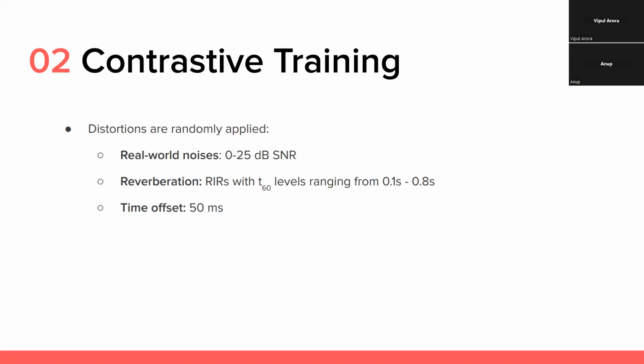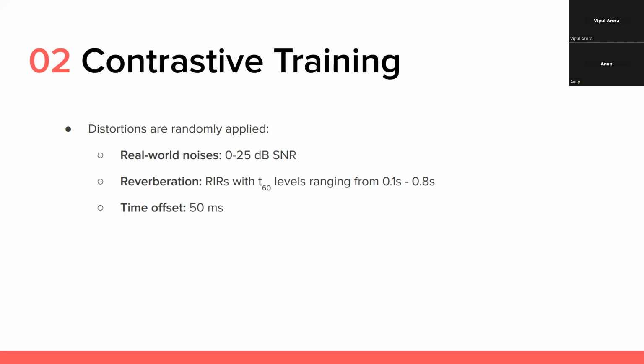And then how do we generate these distorted samples Xj? We randomly add a noise signal to it, or reverberation, or a time offset, or a combination of all those three. Stochastically, we just add these possible augmentations to Xi to create Xj. Why do we consider only these three kinds of augmentation? Because we are assuming that these are the possible distortions that we can come across in the query.